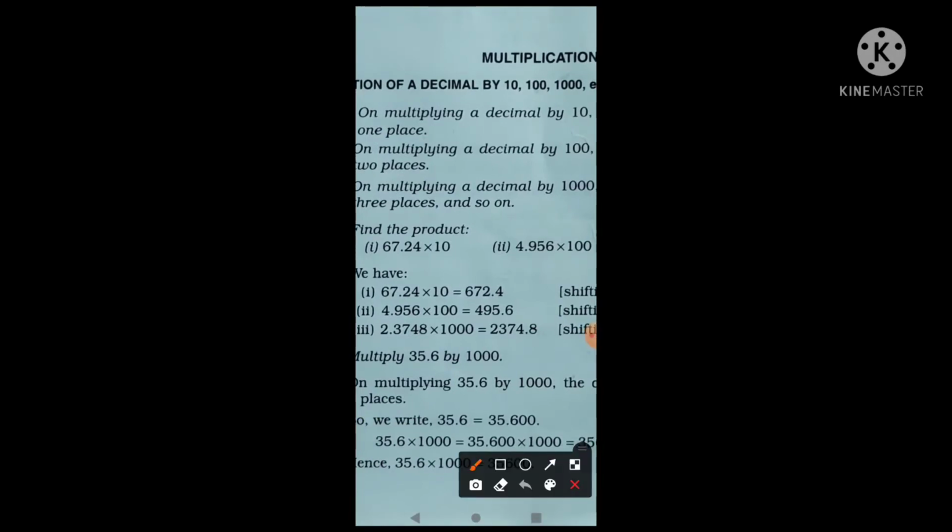It is written here: 67.24 multiplied by 10. So first we will write only 6724. We are multiplying by 10, so we just write the same number as it is. The decimal was there. Now it will move towards the right hand side. How many places? How many zeros are there in the 10? Only one zero. So it will move towards the right side only one place. So it will come here. So the answer will be 672.4. This is the required answer.